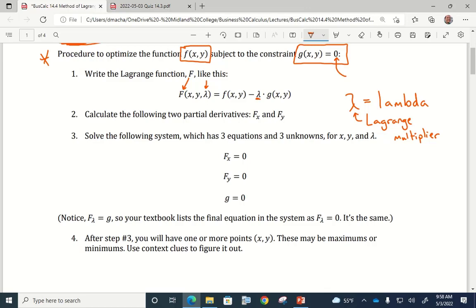So step number 2 is after I have the Lagrange function, I'm going to calculate the partial derivative of that Lagrange function with respect to x and the partial derivative of that Lagrange function with respect to y. And then number 3 is we're going to solve a system of 3 equations. So the 3 equations are this, and the 3 unknowns are x, y, and lambda. So it's just going to be a matter of algebra, figuring out some substitutions so that I can figure out the values for x and y.